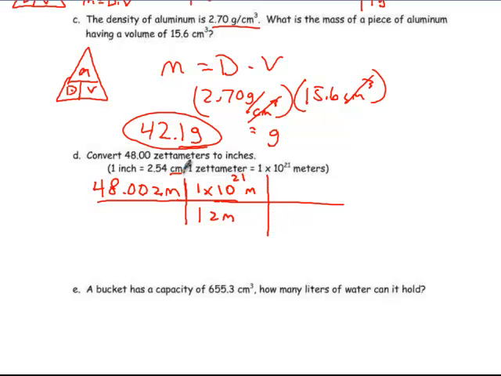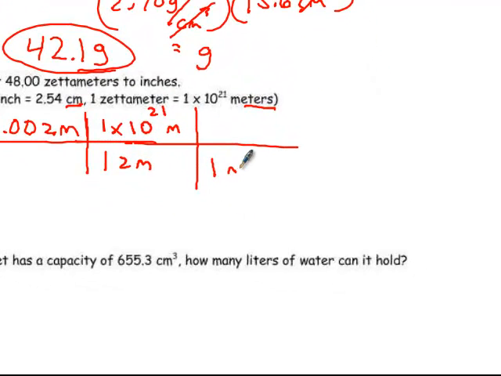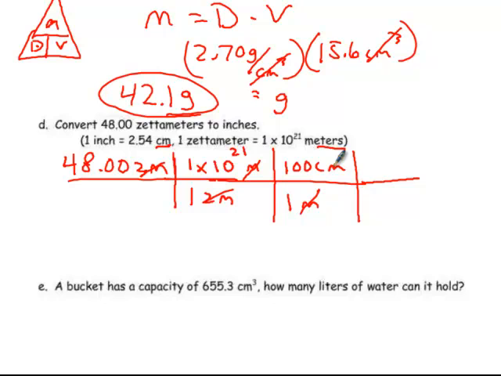Now notice here again I have centimeters and I have meters, so I have to come up with the conversion to connect them. Same one on our quiz. Meters cancel, zettameters cancels. I'm at centimeters, 2.54 centimeters in 1 inch. Centimeters cancels. And there we go.